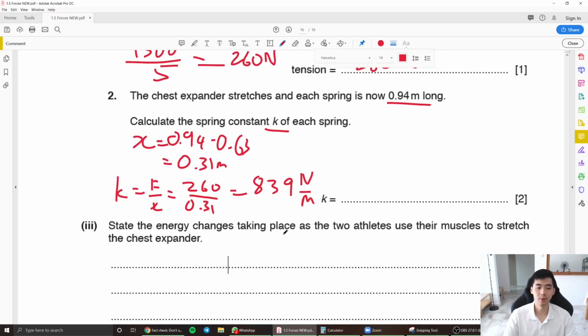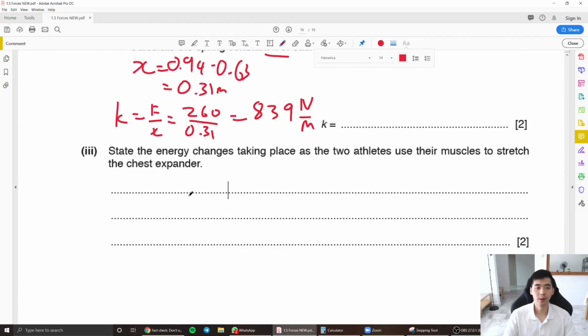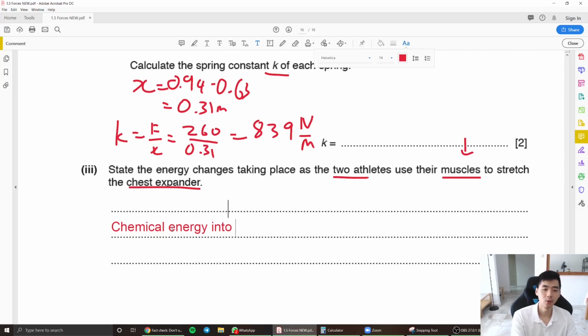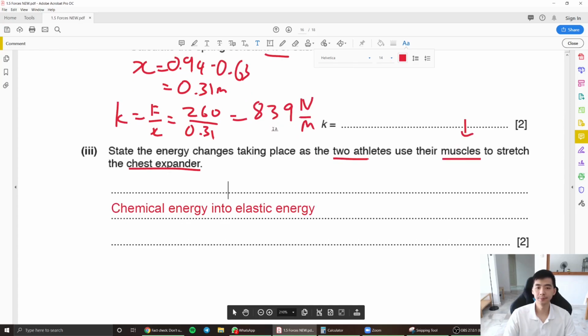839 newtons per meter. And finally, oh no, not finally, state the energy changes taking place as the two athletes use their muscles to stretch the chest expander. These muscles here gain energy from the chemical energy from the food. So it's essentially going to be chemical energy into elastic energy, which is obviously everything related to springs. Okay.